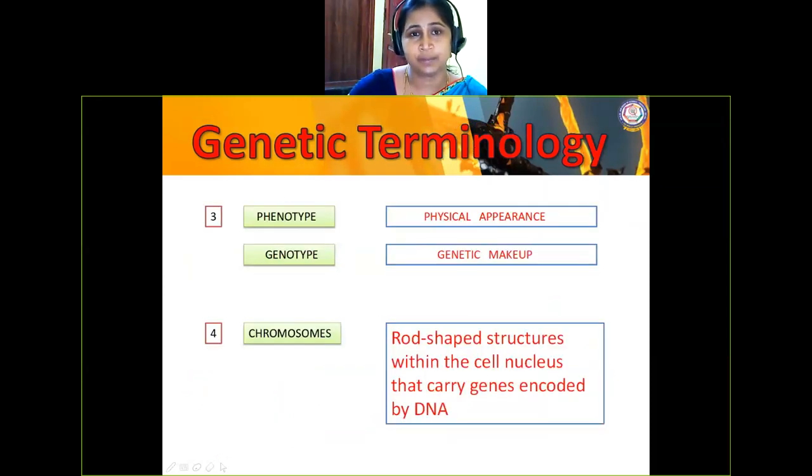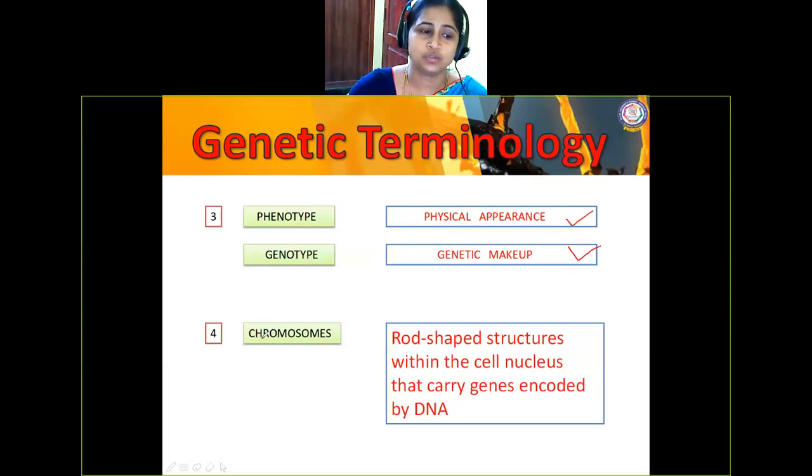Phenotype, I've discussed this already in the previous class. Phenotype is the physical appearance. By seeing, you are saying it is tall, it is dwarf, that is physical appearance. Genotype, expressing their genes, is nothing but genetic makeup. You can see here physical appearance, and genotype is nothing but genetic makeup.